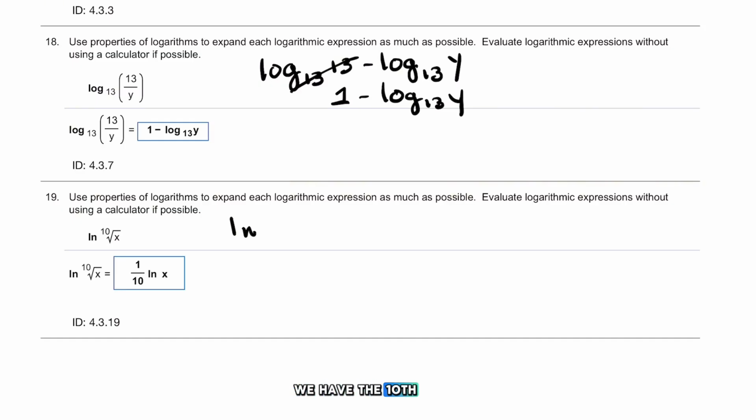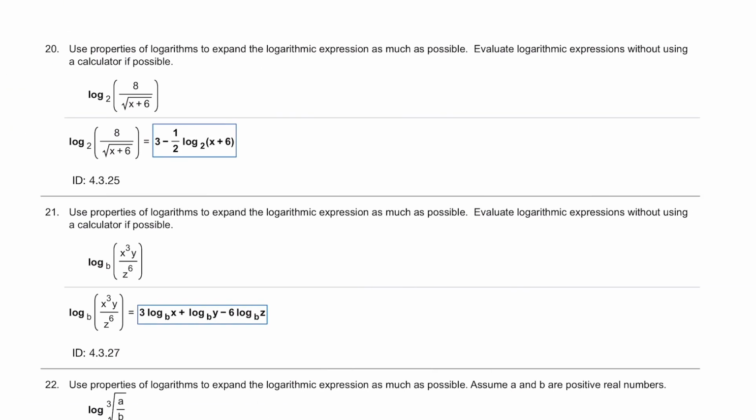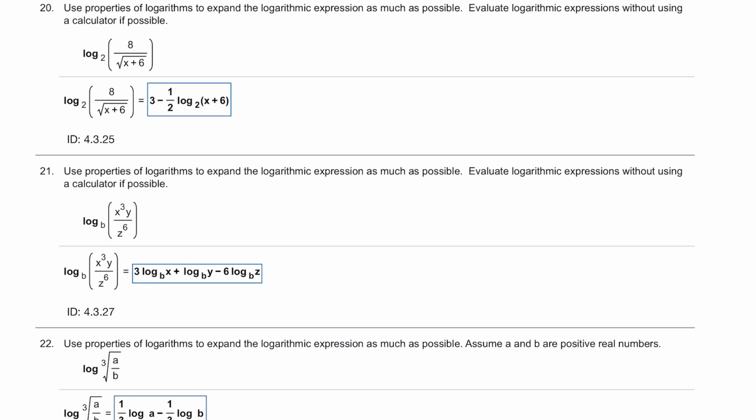And in this one, we have the ln of the 10th root of x. So it's just a fractional exponent. And then you use the properties to just bring that exponent down. And likewise, we're just going to use the properties of logarithms to separate these. So we have division. So we subtract.